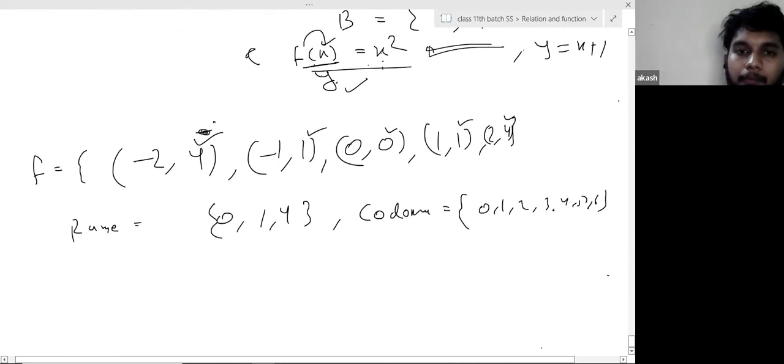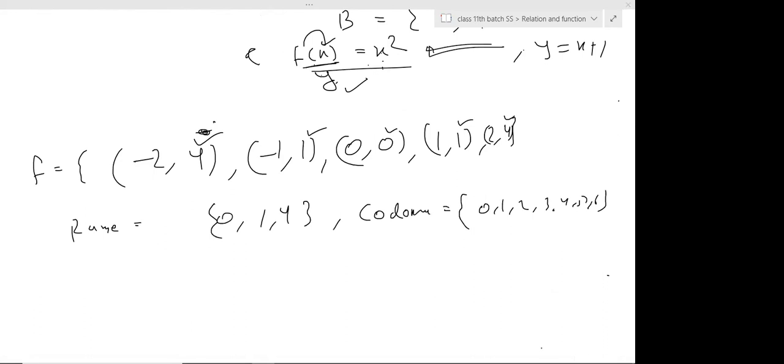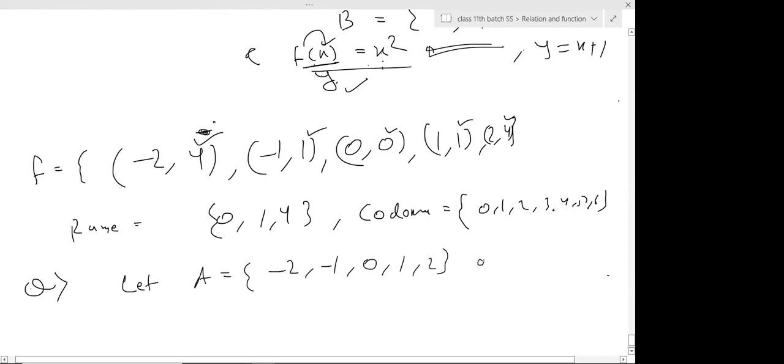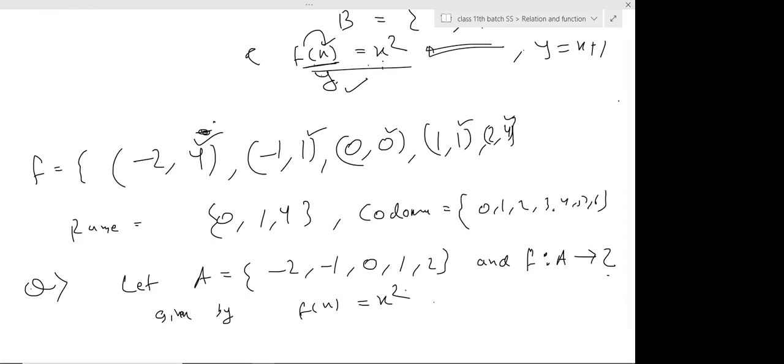Next question. A equals -2, -1, 0, 1 and 2, and f is from A to Z, that is, the set of integers, given by f of x equals x square. You have to write down the domain, range, and codomain also.